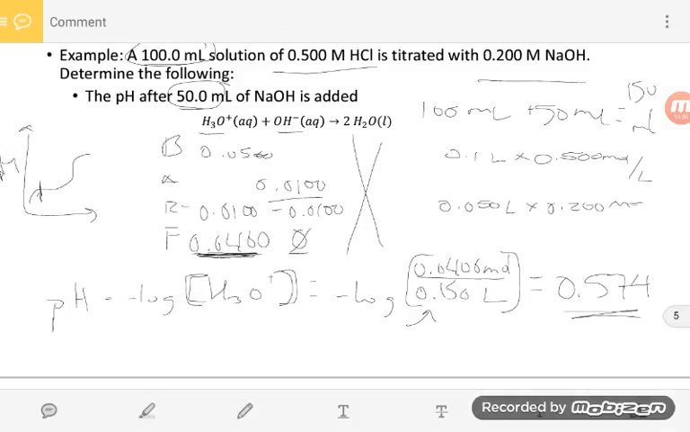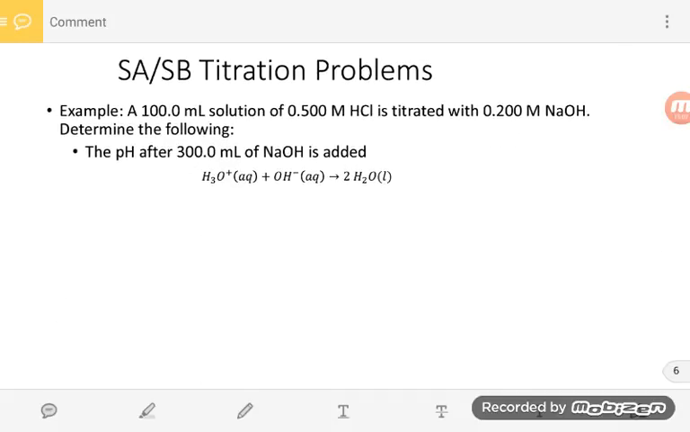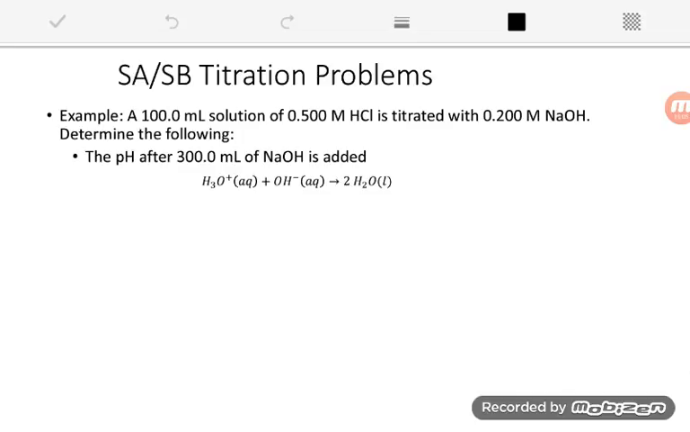Beautiful. Now, every time we do a titration problem, it's going to look like this. Let's look at the next one. Now we want the pH after we added 300 milliliters of sodium hydroxide. So I'm adding the sodium hydroxide, which means I need to do my BARF table. I'm going to do the same thing. I'm going to cross out the water and plug in my moles. The beginning moles never changes. I still have 0.1 liters, and it's still 0.5 molar.